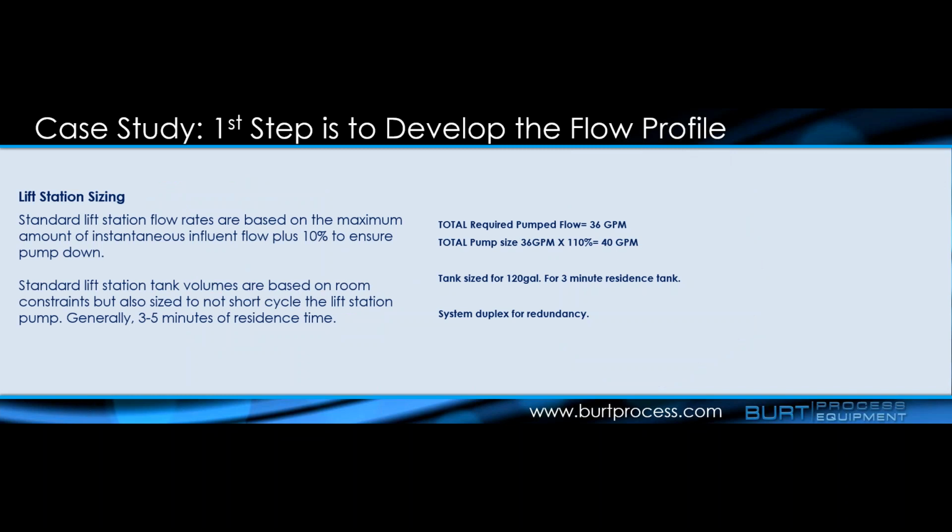So lift station sizing, generally you want to go 10% over, because you always want to assume that you're going to be pumping down your lift station. So if you require a flow rate of 36, you generally want to run it at 40 GPM, that way you're always pumping down your lift station.